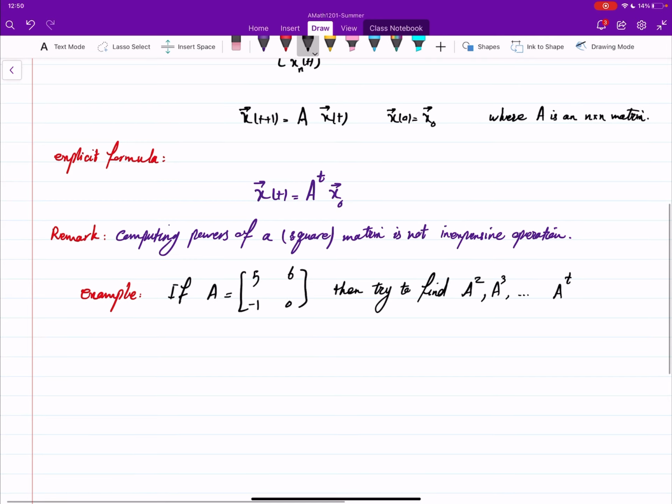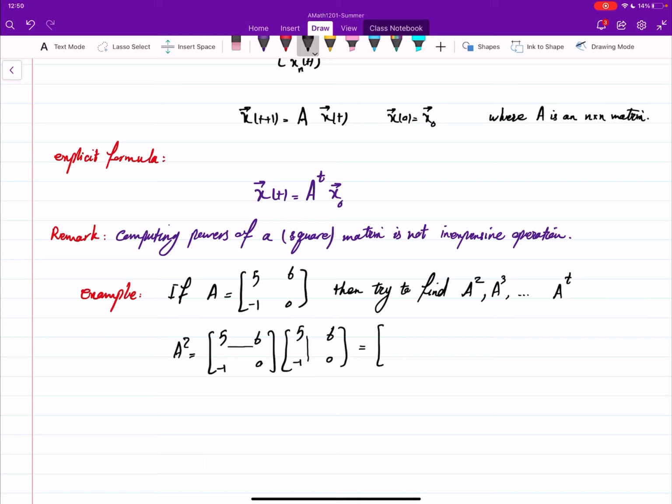Well, let me just calculate A squared and you will see that it will take forever for us to do the power. So 5, 6, negative 1, 0 times 5, 6, negative 1, 0. The first component is 5 times 5 minus 6, so it says 25 minus 6, which is 19.